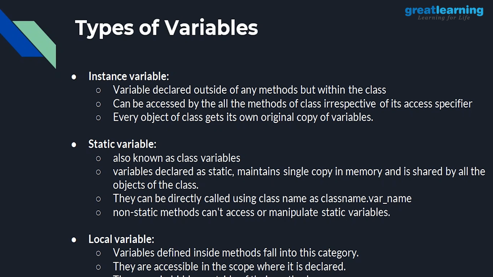Non-static methods can't access or manipulate static variables. This is the important thing. If something is not static, you can't access or manipulate the members which are static. Local variables: a variable which is defined inside a method falls in this category. These are accessible only in the scope where they are declared. For example, if I'm using a variable in a for loop, we will talk about that as well.